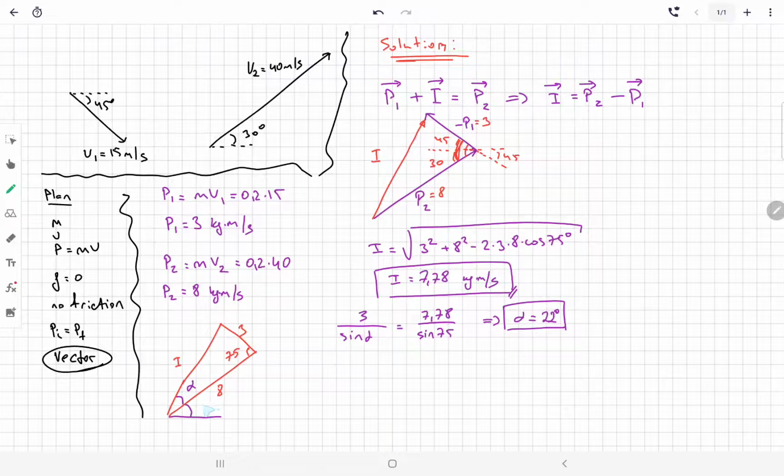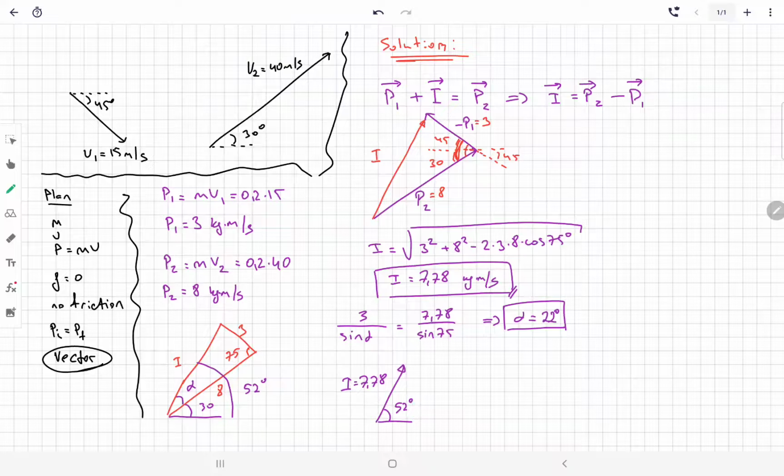This angle, it was given 30 degrees. So the total angle above the horizontal will be equal to 22 plus 30, 52 degrees. So this is the direction of the impulse, and this impulse equals 7.78, and above the horizontal 52 degrees, and this is the total answer. So this is the end of our solution.